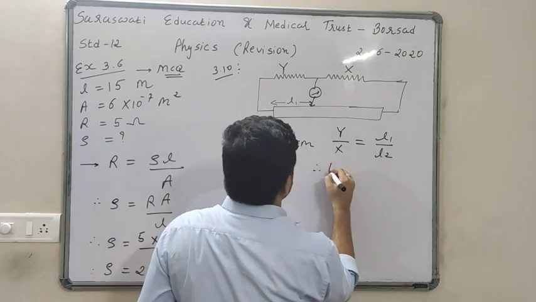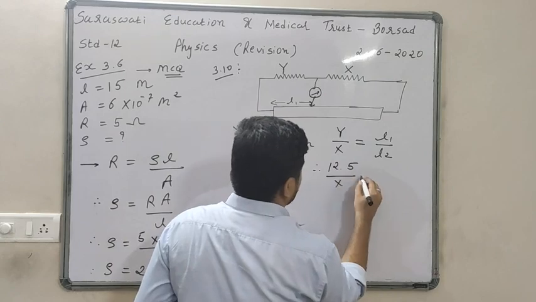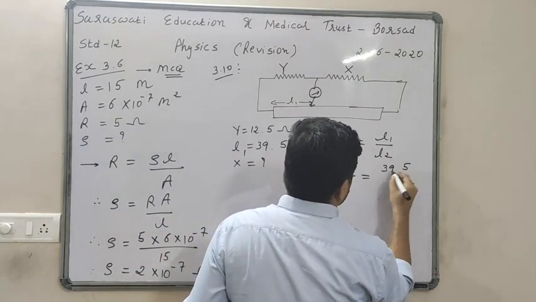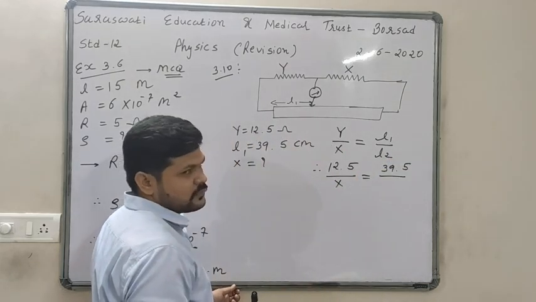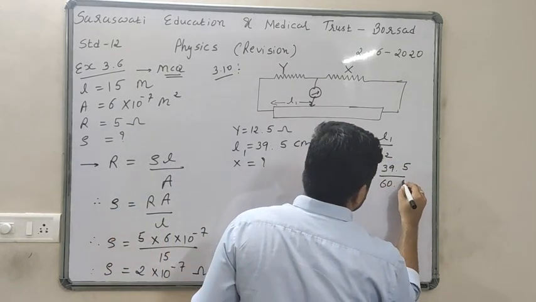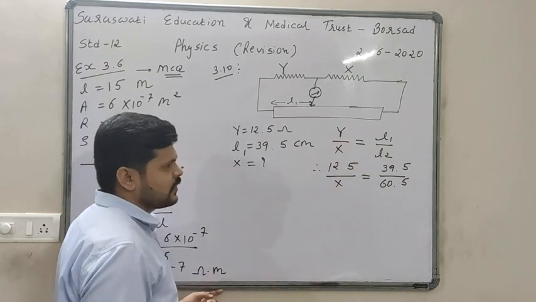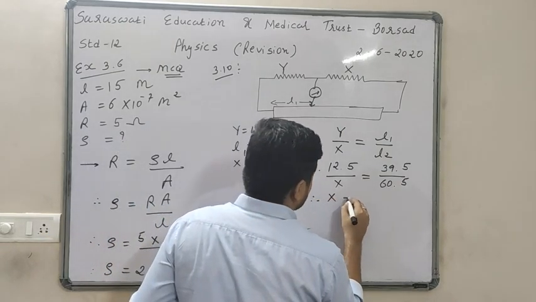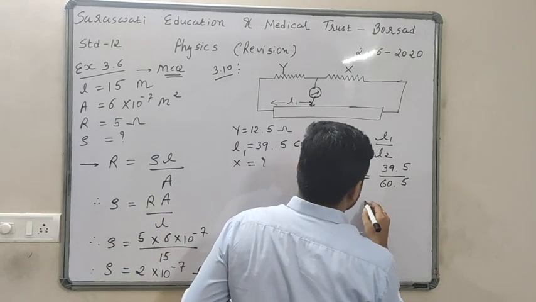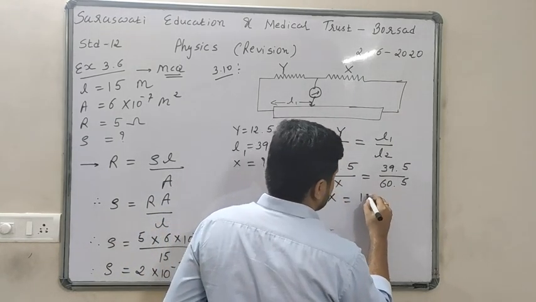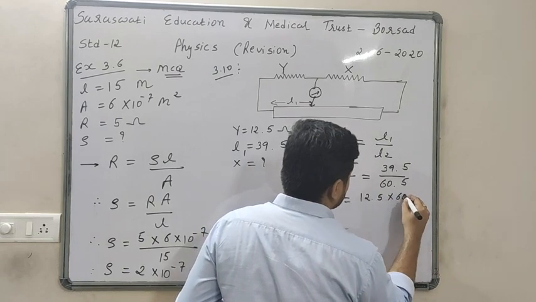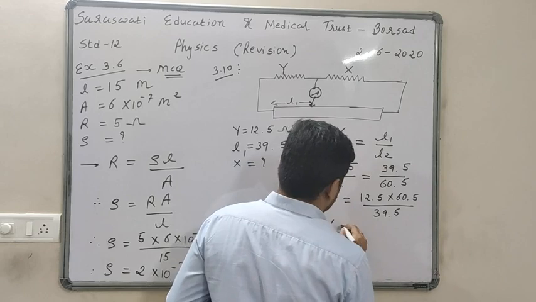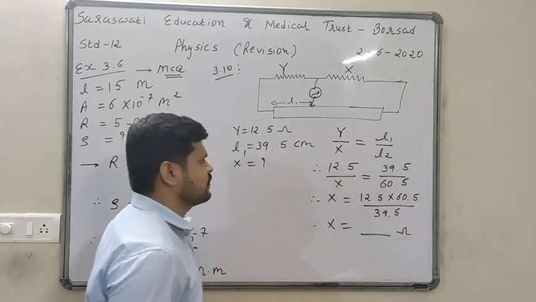Y is 12.5 upon X. L1 is 39.5, so L2 will be 60.5, because L2 is equal to 100 minus L1. Making X the subject, X is equal to 12.5 into 60.5 upon 39.5. So you can find your answer for X.